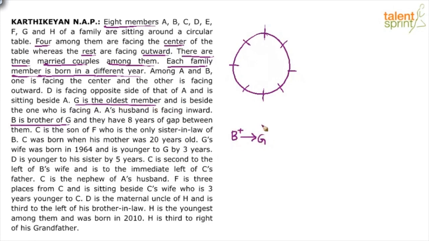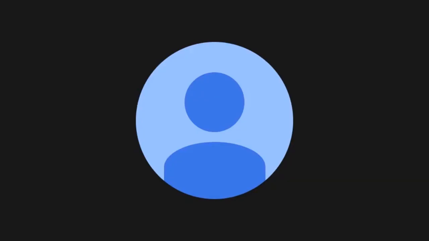So 8 years of gap means what? If G is X years old, B will be X minus 8 years old, because they have 8 years of gap between them. So keep that point in mind. The moment we get to know G's age or B's age, we can find out the other person's age. I'll highlight that so that we can use it later.